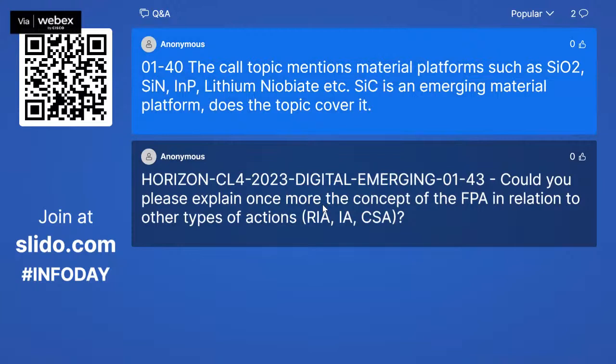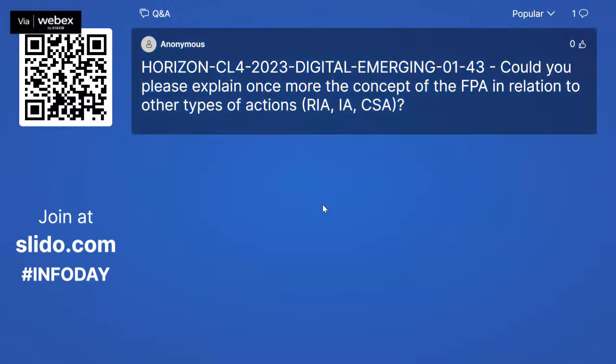Thank you, Laurent. Very clear answer. Let's move to question number 2. It's about call 0143. So Doru, could you please explain once more the concept of the FPA in relation to other types of actions? RIA, IA, CSA.